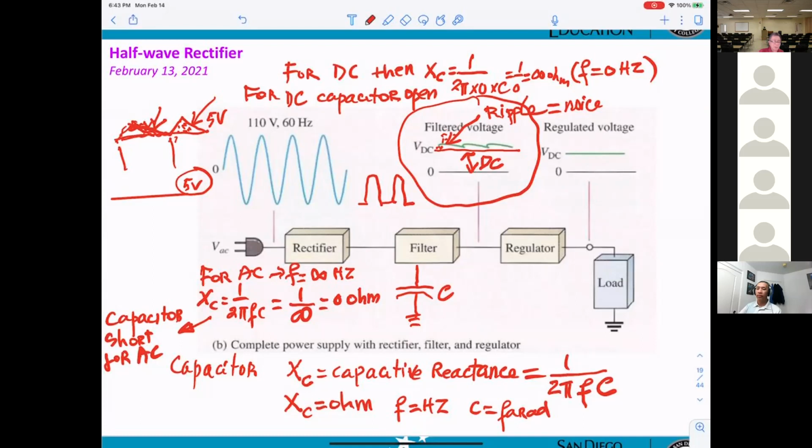Now, I expect you to know this one here, try to remember XC. XC we call capacitive reactance, and it is calculated by the formula 1/(2πFC). In this formula, XC is in ohms, F is in hertz, C is in farads, and pi is 3.142. That is the formula. You have to memorize that for DC, the capacitor will be open. That means it does not allow any DC current to go through the capacitor. For AC, the capacitor will be shorted, which only tells you the capacitor allows the AC signal to go through.